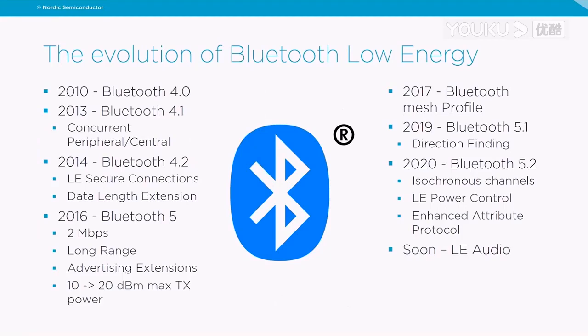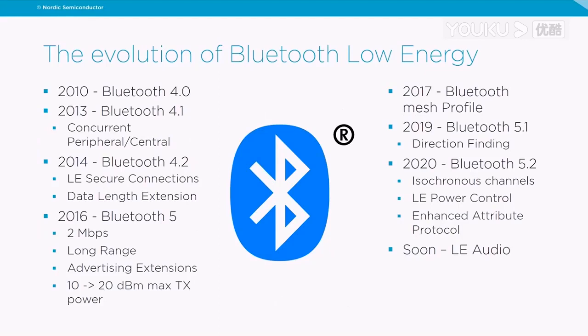you could have between devices, improving protection against passive eavesdropping and also active attacks. It also added data length extension, which allowed larger payloads in each packet, reducing the overhead, increasing the maximum throughput that you can get through your link.